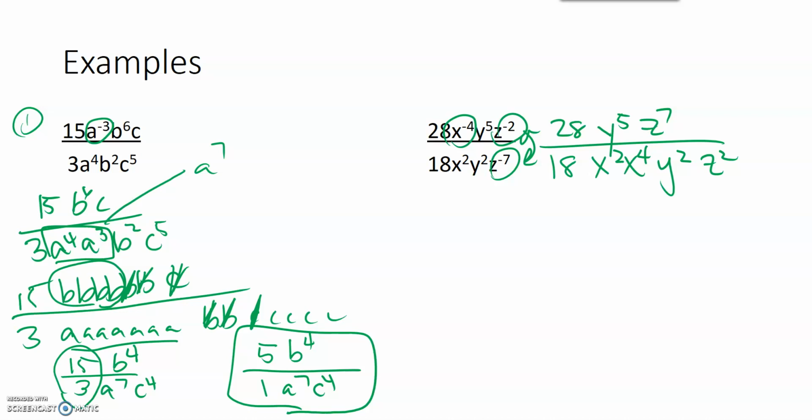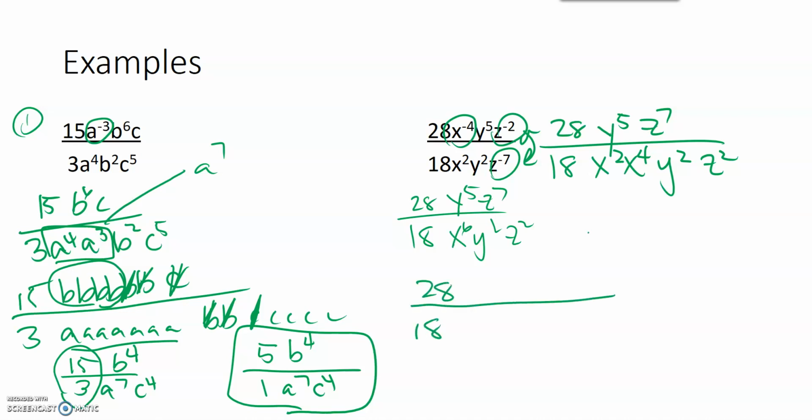Okay, I'm going to combine things that I have now. So I have 28 over 18, y to the 5th, z to the 7th, over x to the 6th, y squared, z squared. We can write that out in expanded form. 28 and 18. I have 1, 2, 3, 4, 5 y's up top, 7 z's up top. I'm not going to do anything with the x's because they don't have anything to compare with. So I'm just going to leave it x to the 6th. And then 2 y's and 2 z's.